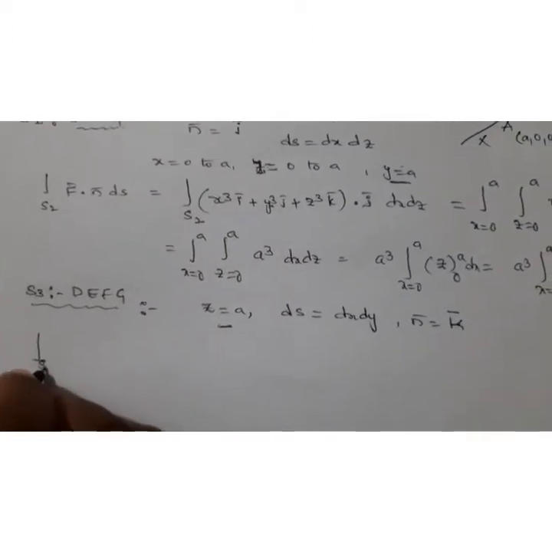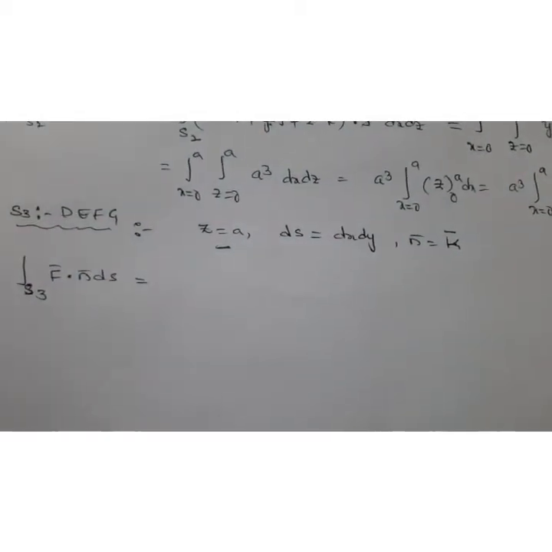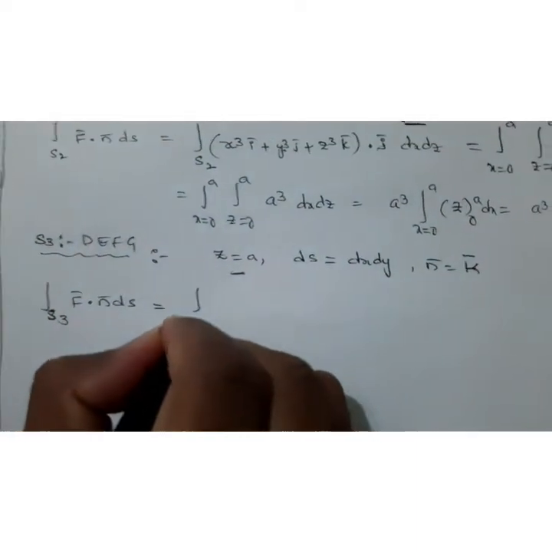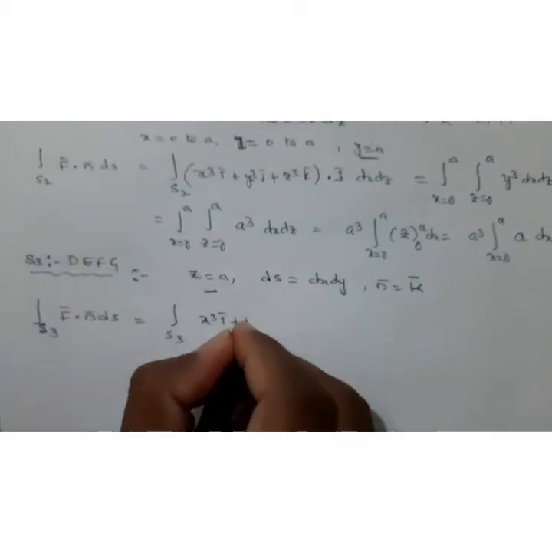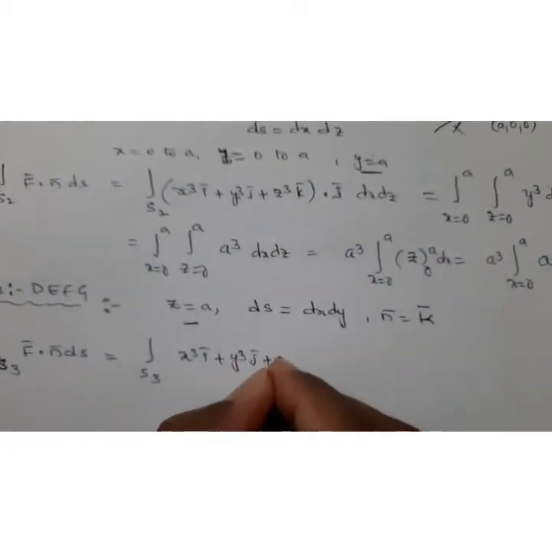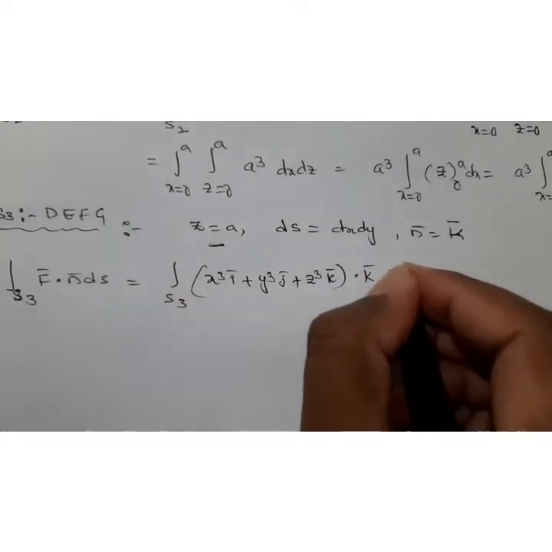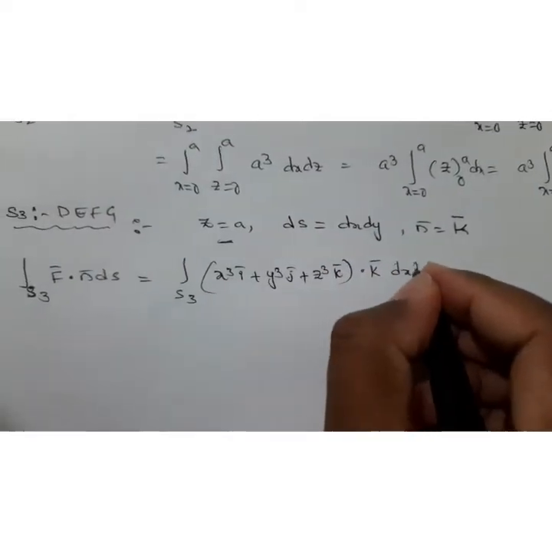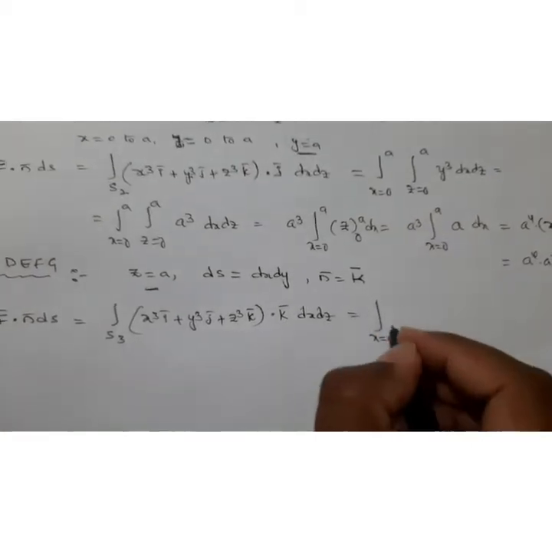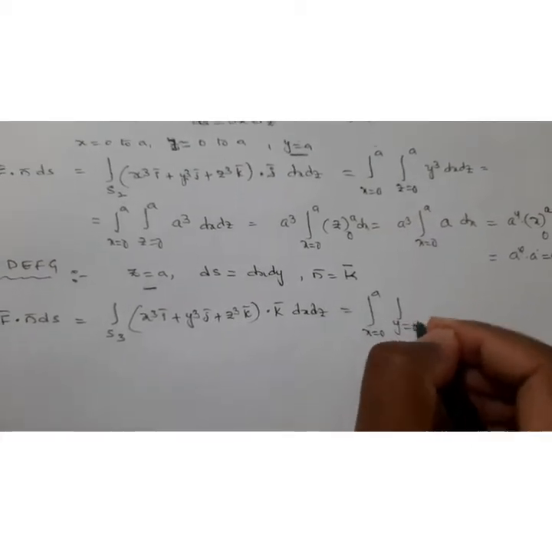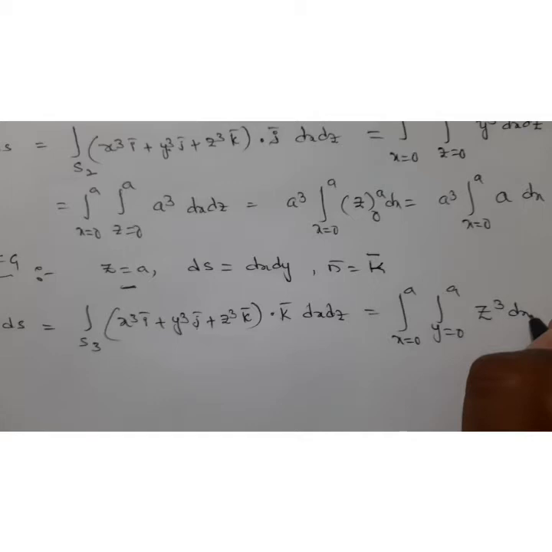Integral over S3 f bar dot n bar into ds is equal to integral over S3 of x cube into i bar plus y cube into j bar plus z cube into k bar dot k bar into the plane ds is dx dy, x is equal to 0 to a, y is equal to 0 to a, k dot k is 1 into z cube into dx dy.